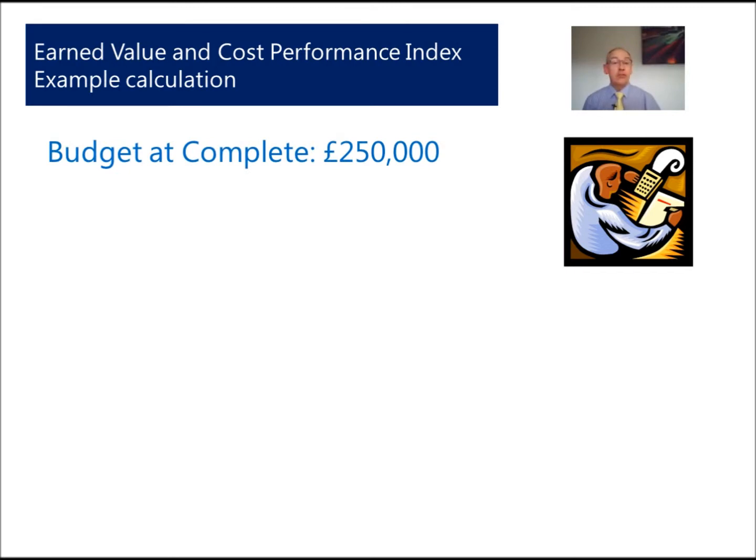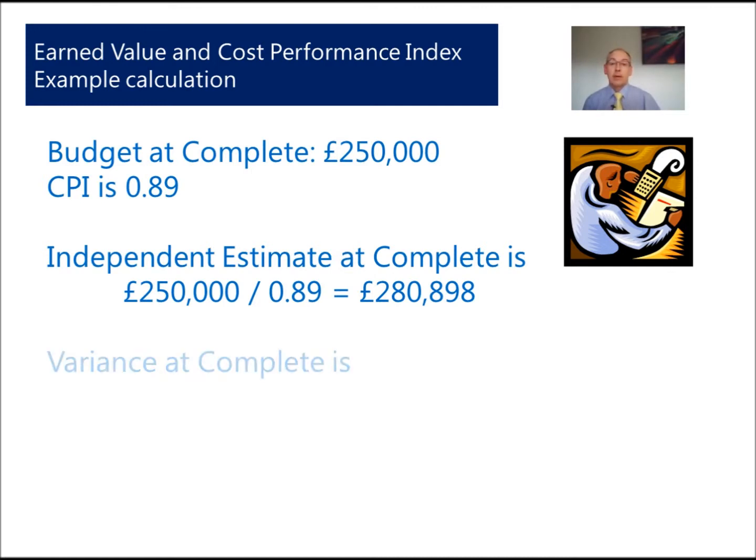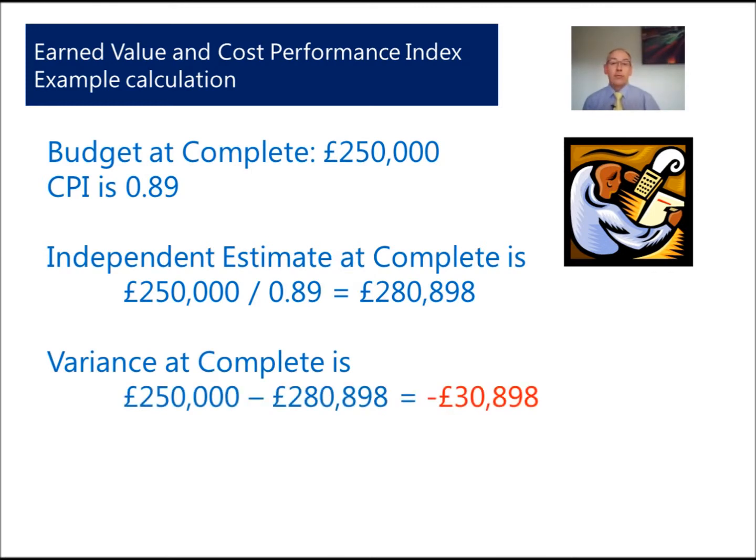Let's assume our budget at complete is £250,000 and we have a CPI of 0.89. Now we can prove then that the independent estimate at complete is 250,000 divided by 0.89. That gives us £280,898. The variance at complete, which we do need to know during the project, is our 250,000 minus our £280,000. We've got an overspend of £30,898, and of course this is not good.